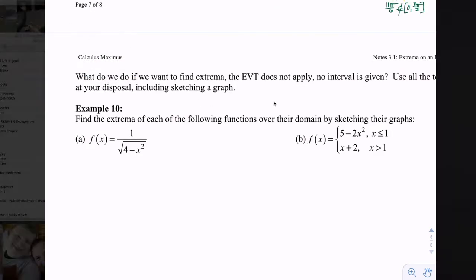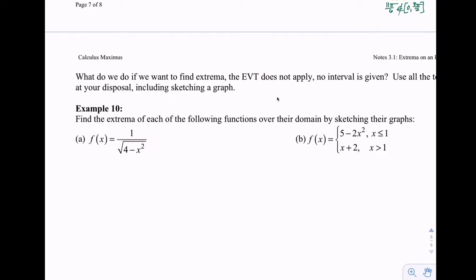Beach ball? No. All right, so 3.1 example 10, we're gonna finish the notes here today.